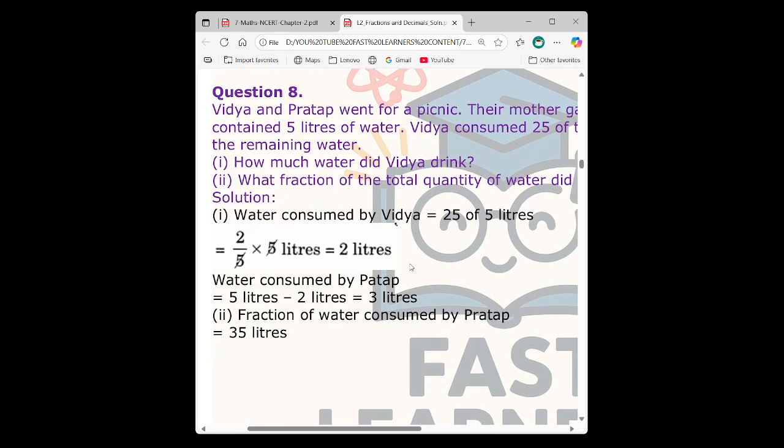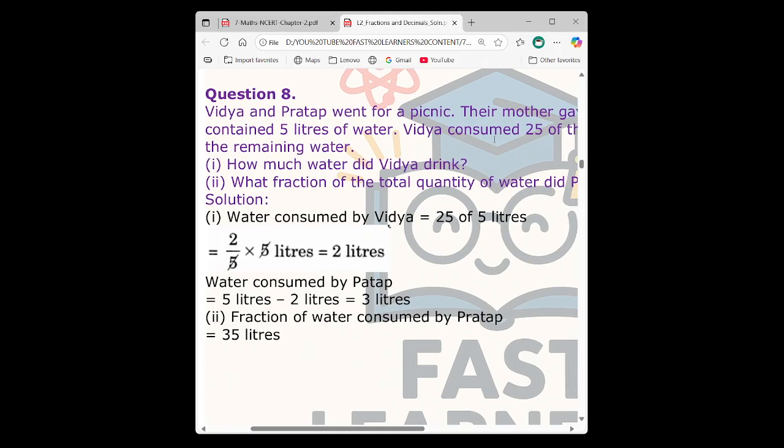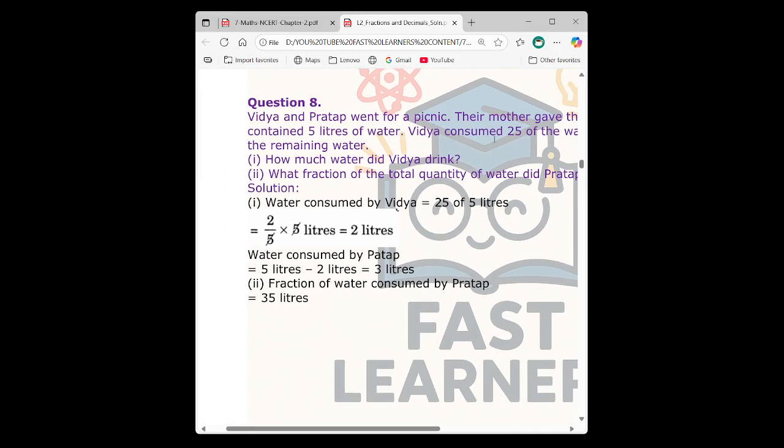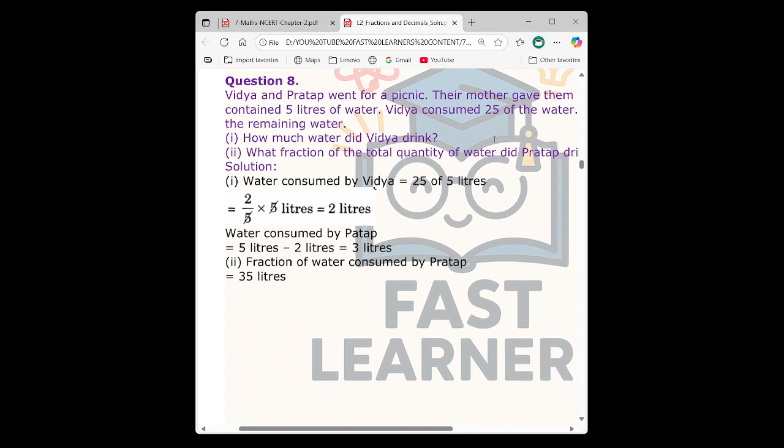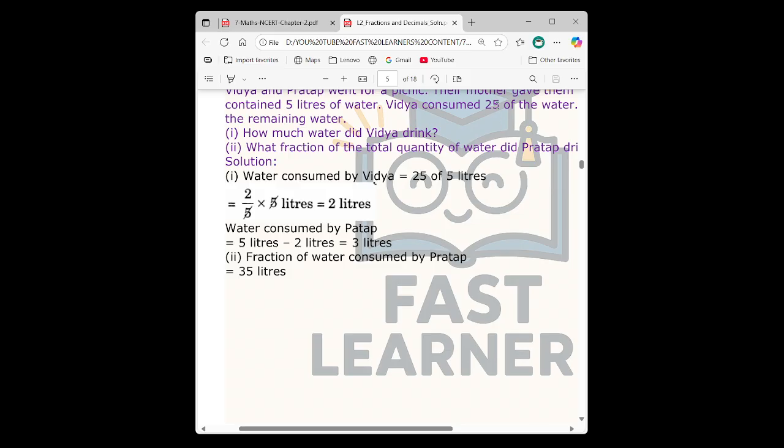This last question. Vidya and Pratap went for a picnic, and their mother gave a bottle containing 5 liters of water. Vidya consumed 2 out of 5 liter. This is not 25, this is 2 out of 5.